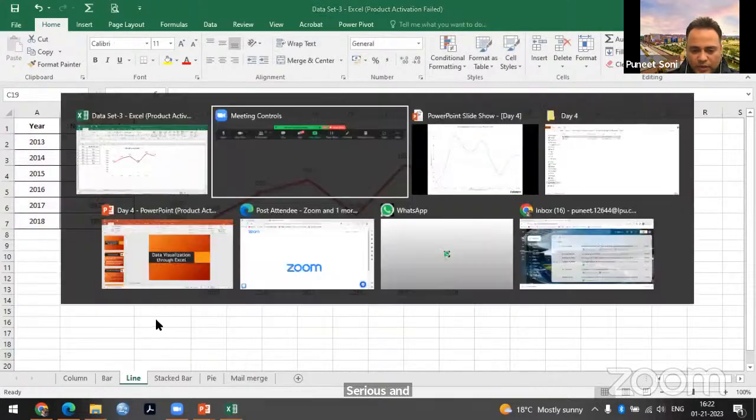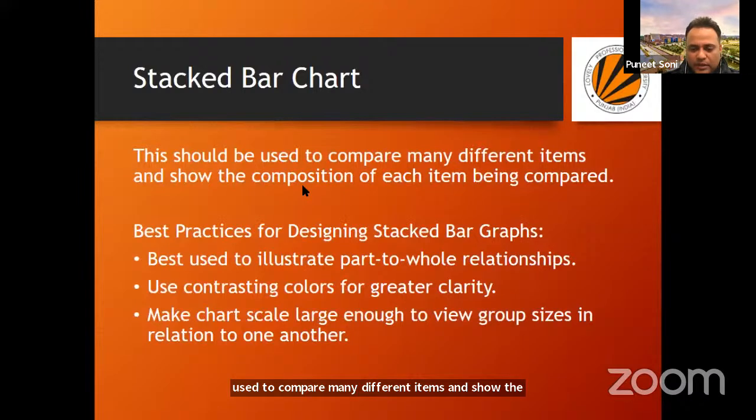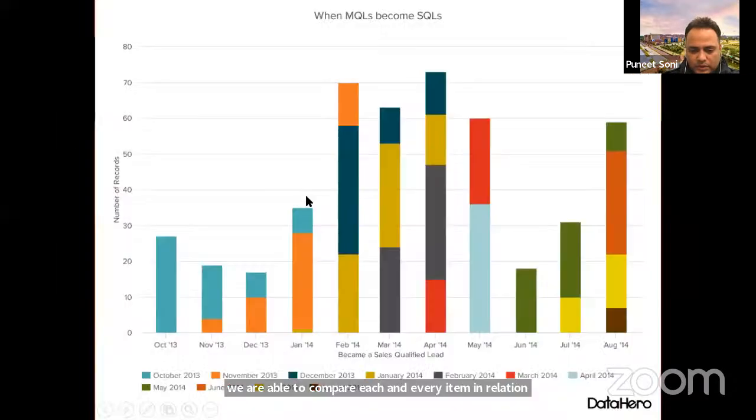Right, moving ahead, stacked or a bar chart. This is used to compare many different items and show the composition of each item being compared. In this chart, we are able to compare each and every item in relation to another. So this is an example.